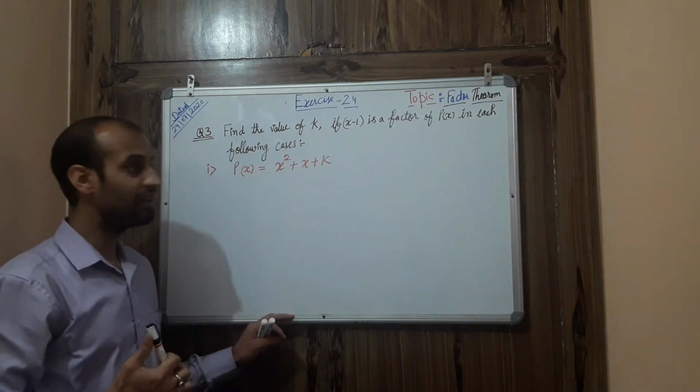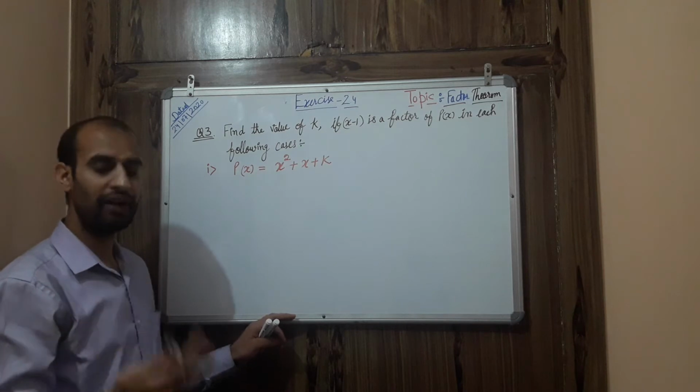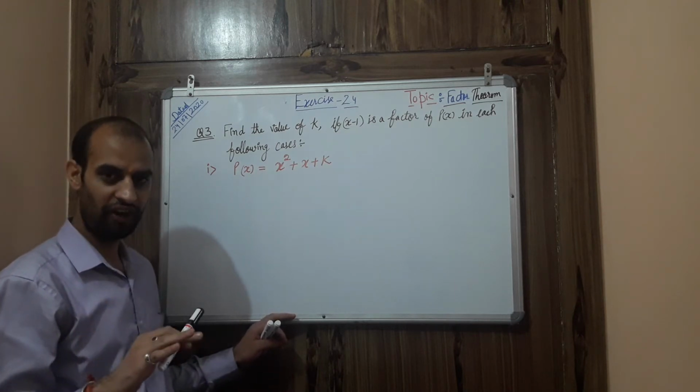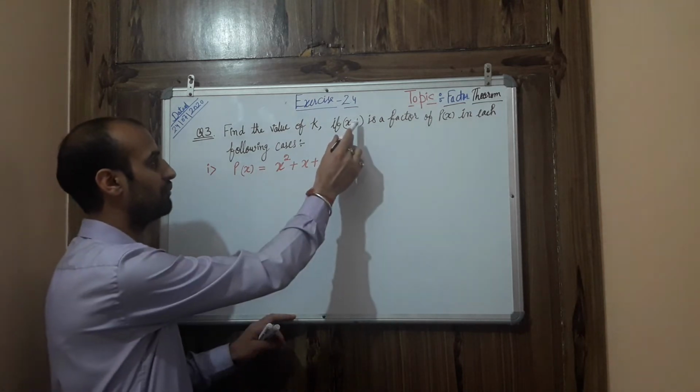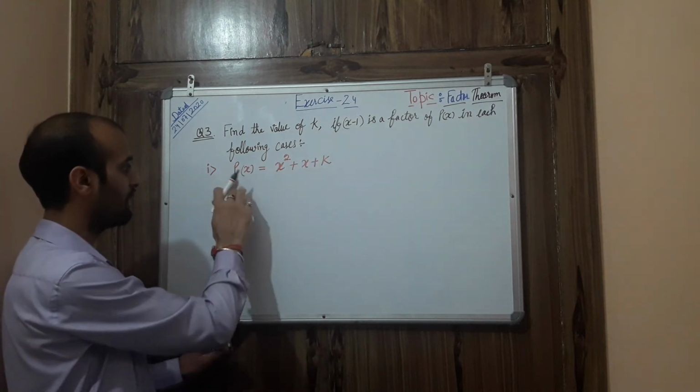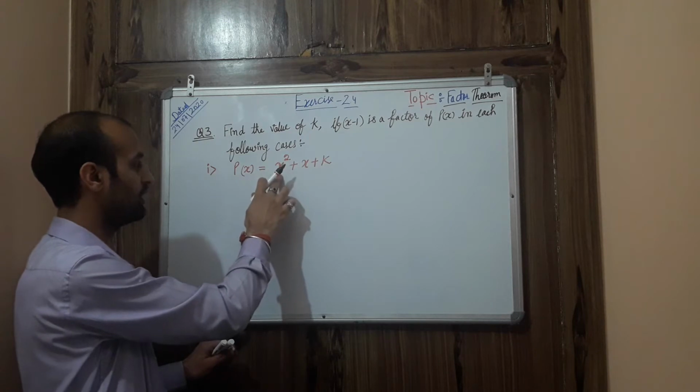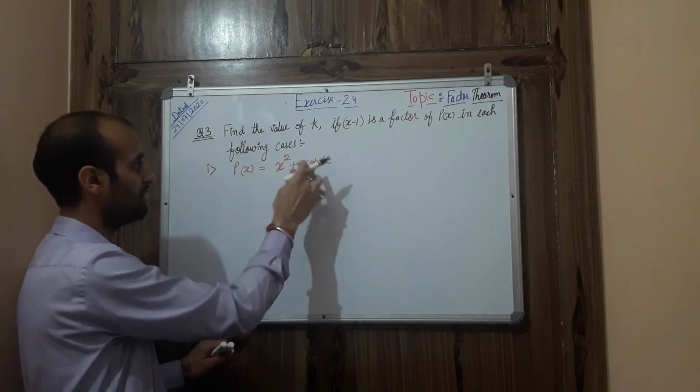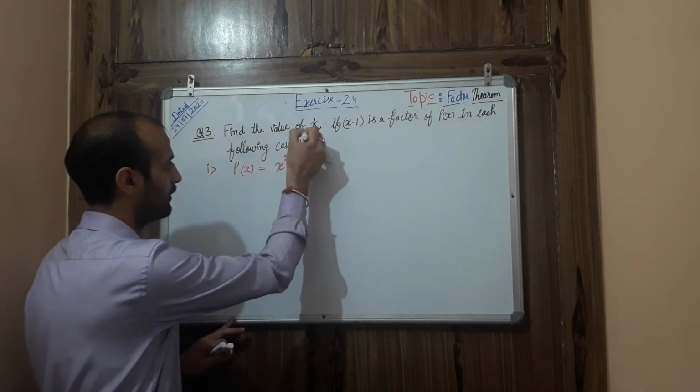So it is very clear, it is given that x minus 1 is a factor. If any number is a factor, that means I can substitute its value. So let's see how to solve. First question, we have p(x) is equal to x square plus x plus k. We are interested in finding the value of k.